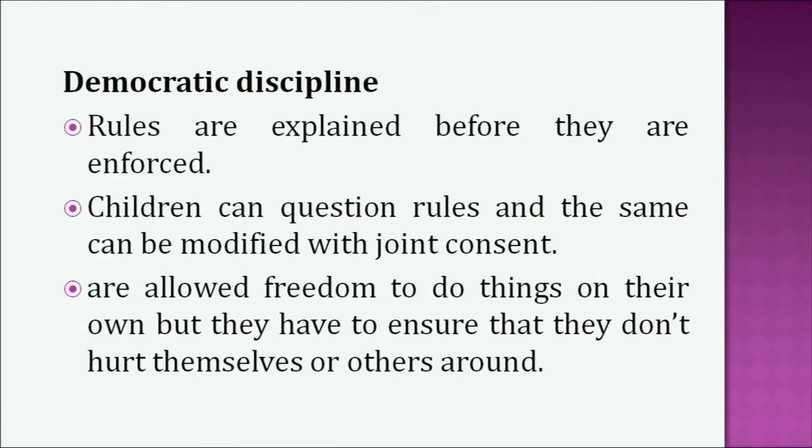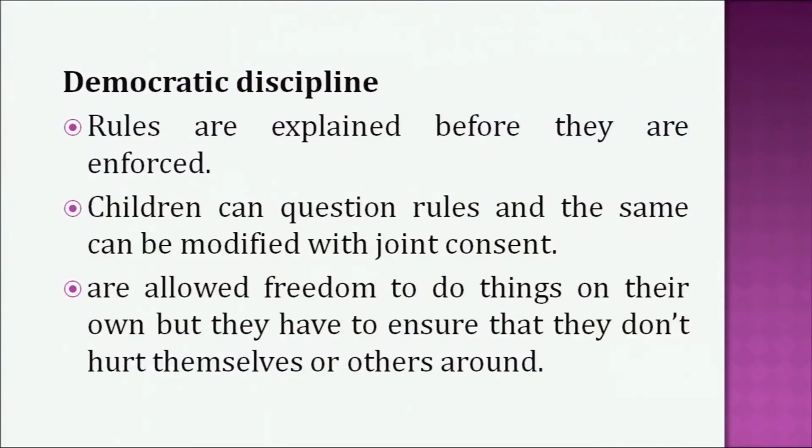joint consent. That is, if the child says, why is this done like this, I do not like this, so if the caregiver feels it appropriate, then certain rules can be modified. The children in the democratic discipline are allowed freedom to do things on their own, but they have to ensure that they do not hurt themselves or others around them.